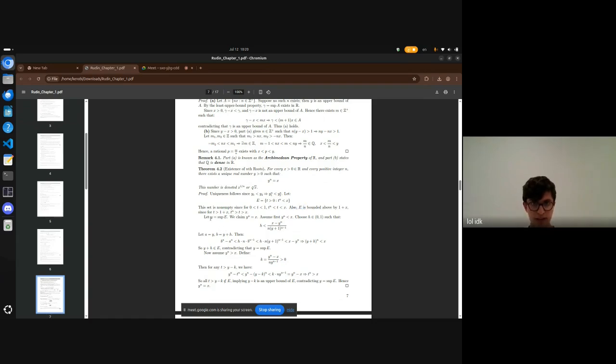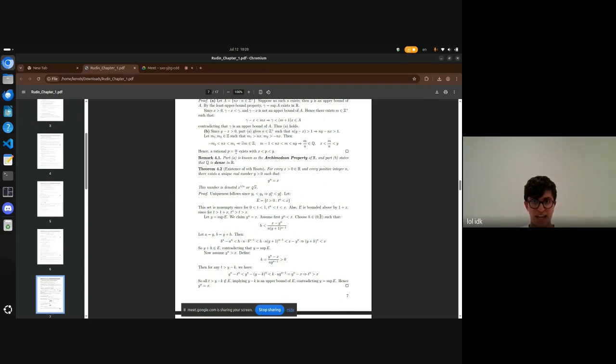Now we let y equal the supremum of E, this set. We claim y to the n is equal to x. We make multiple assumptions here. Here we do the assumption that y to the n is less than x, and here we do the assumption that y to the n is greater than x.